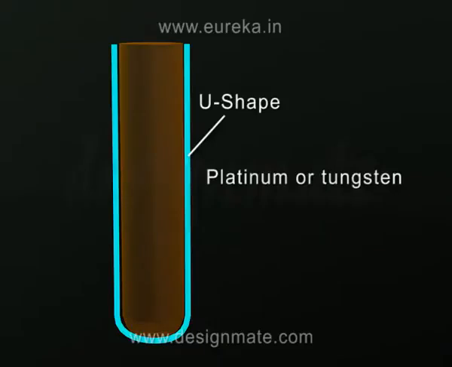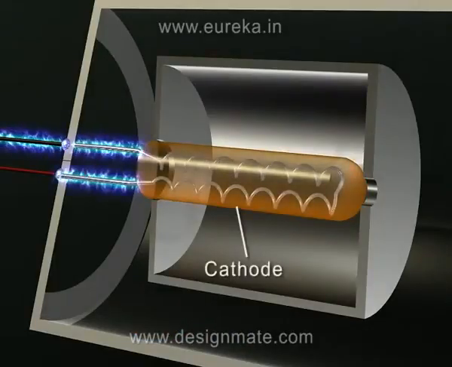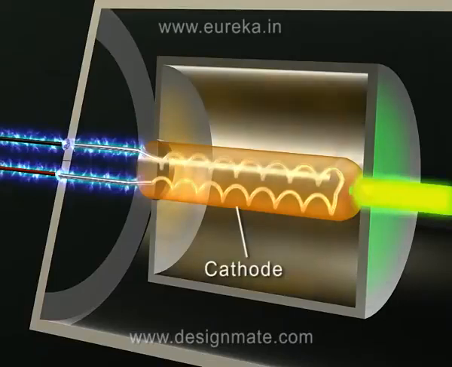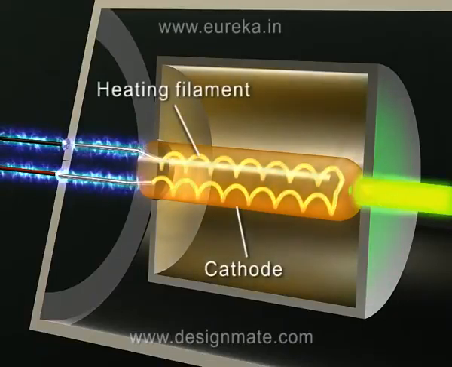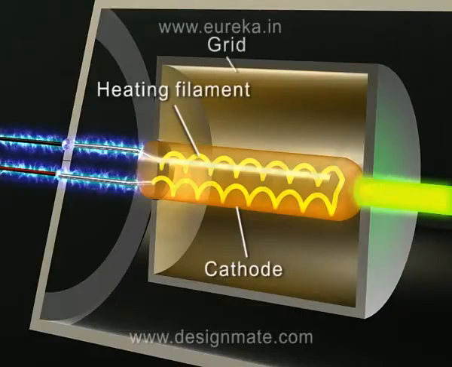Cathode. Cathode is a U-shaped tube made of platinum or tungsten, coated with a mixture of barium and strontium oxides. When current is supplied to the heating filament, it heats up the cathode to a high temperature, which emits a large number of electrons by means of thermionic emission.